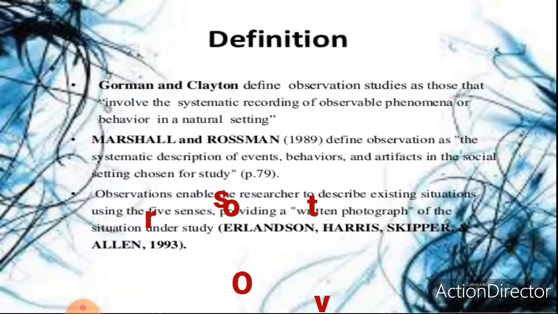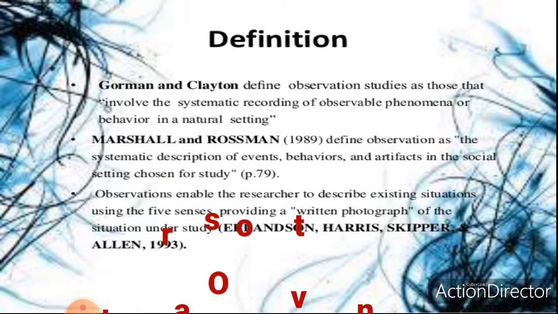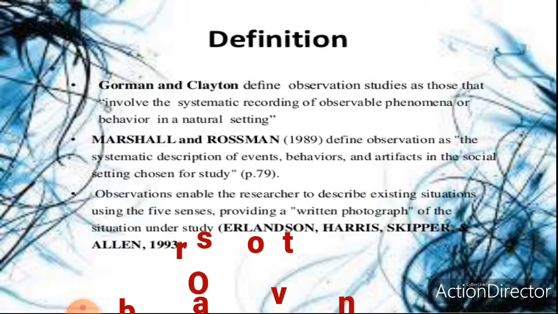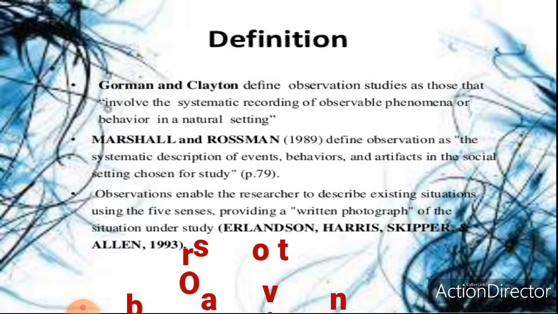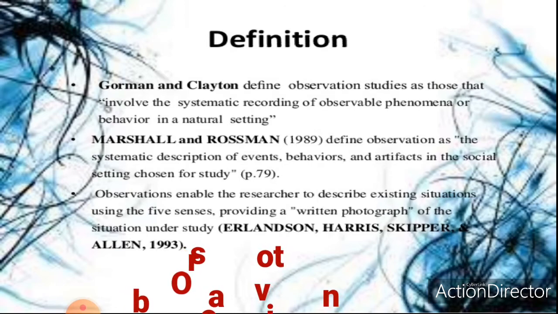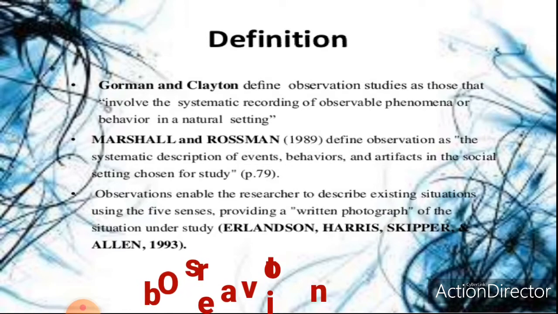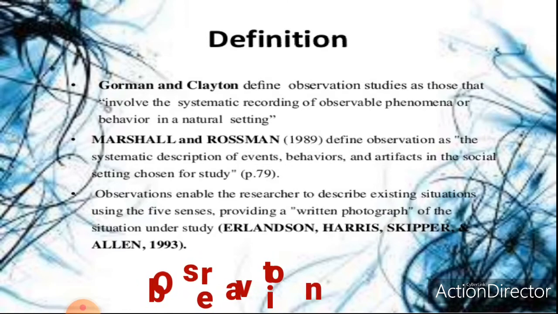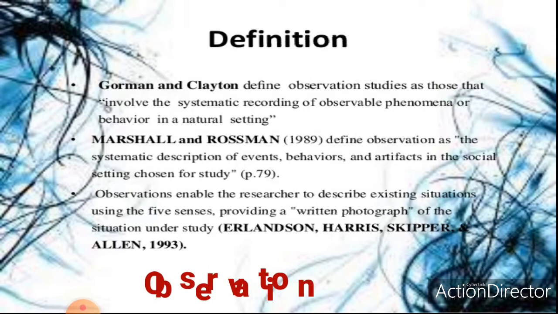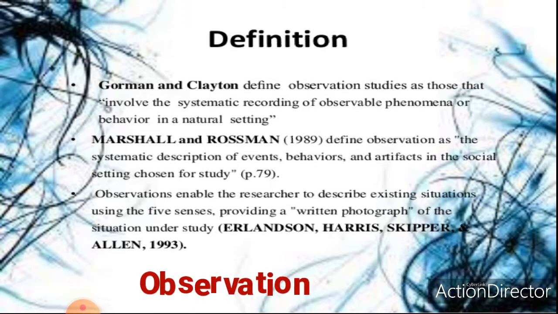Now, we can discuss some definitions of observation. First, the definition given by Jorman and Clayton: observations are those that involve the systematic recording of observable phenomena or behavior in a natural setting. So, this definition says that observation involves a systematic recording of particular aspects or particular behavior in a natural setting.